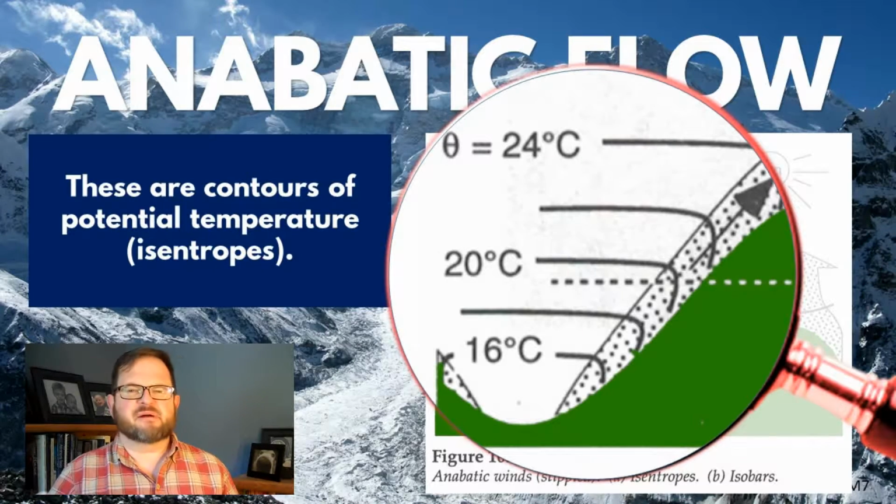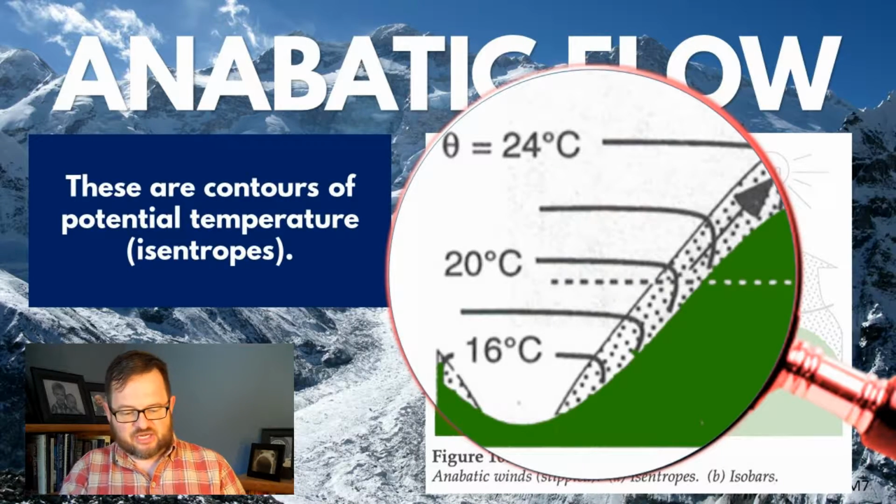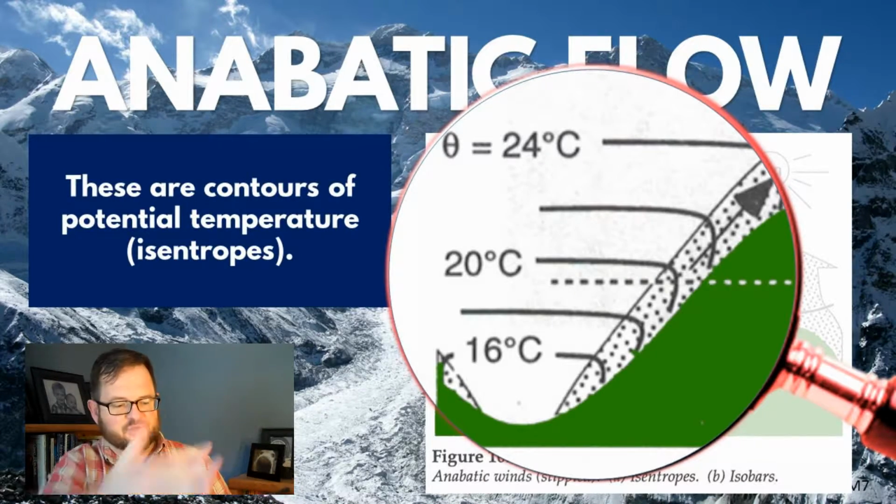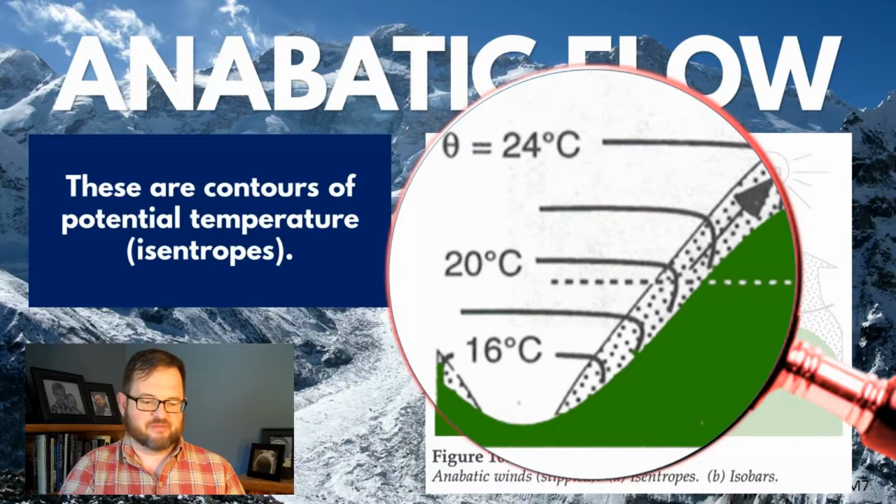I don't know that the word will come up. I think it gets dropped once or twice in your book. The right word for a contour of potential temperature is an isentrope. That's in contrast to a contour of pressure, which is an isobar, and a contour of temperature, which is an isotherm. Contours of potential temperature are called isentropes. So I see that I've got some isentropes, contours of potential temperature, on this diagram that are coming from away from the mountain and then approaching the slope of the mountain itself.